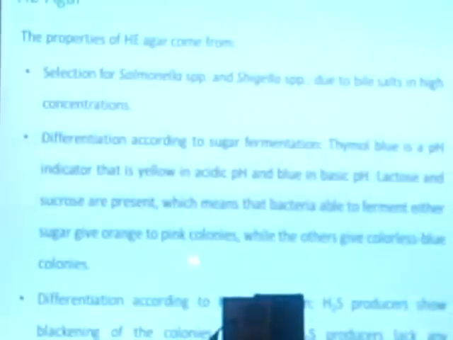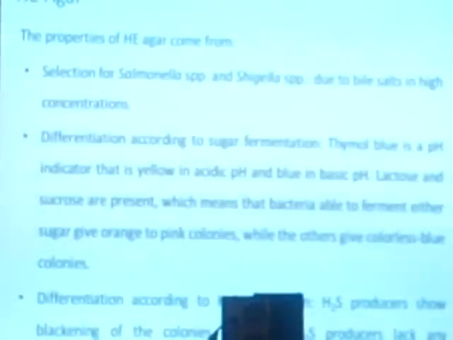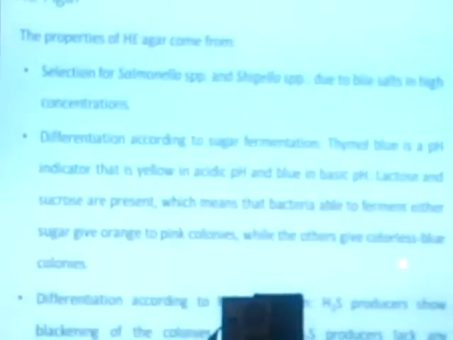So, an orange to pink color indicates that the bacteria is able to ferment at least one of the sugars, right? Now, if the bacteria is unable to ferment either one of these, then they will take the color of the background. The color of the background is blue. I'll be showing you the medium now, okay?